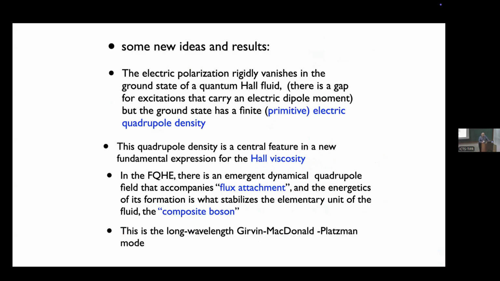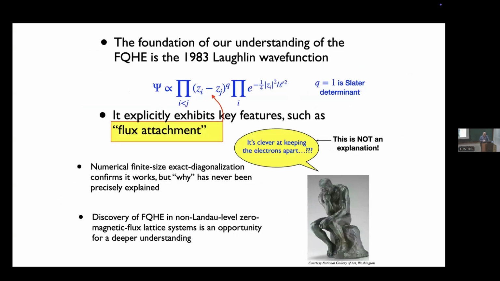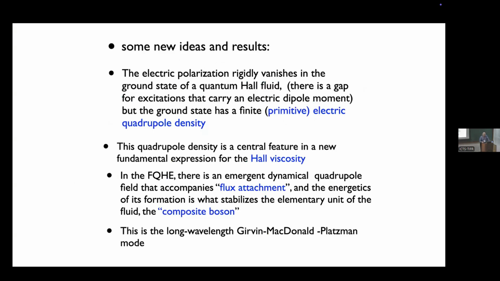So new ideas are going to be that the formation of the quadrupole, I believe, is the key to understanding the energetics of the fractional Hall effect. Let's see, there was another picture here somewhere. Okay, let's go back again. So anyway, I'm going to say that the quadrupole is fundamental, and in the fractional Hall effect, there's an emergent quadrupole formed by orbital attachment. And in fact, that quadrupole has a Goldstone mode. That orbital attachment has a Goldstone mode going with it.